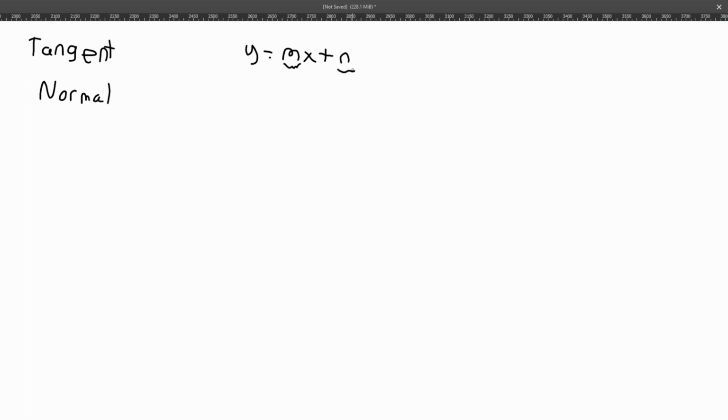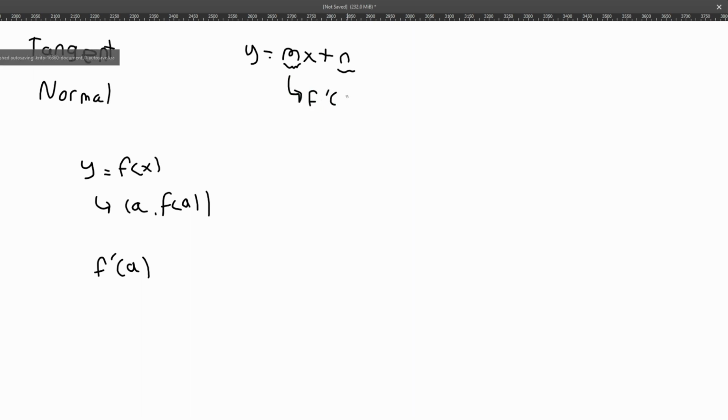Now, let's say for a function y equals f of x, if you want the equation for the line that's going to be tangent to that function at some point A, or A, f of A would be more correct, I guess. Now we know that the slope of the tangent line at that point is f prime of A. So the value of m is simply going to be f prime of A.